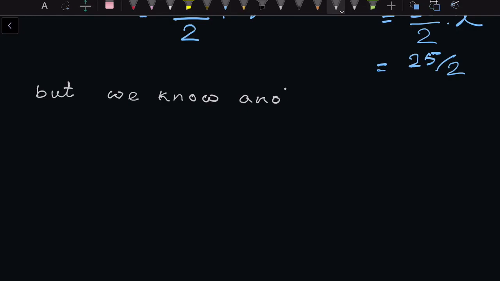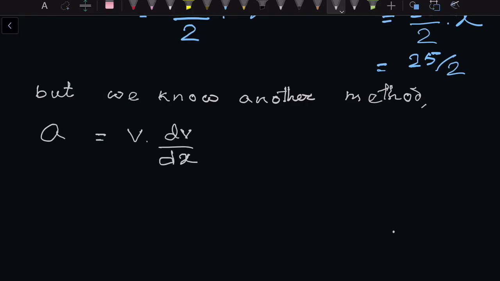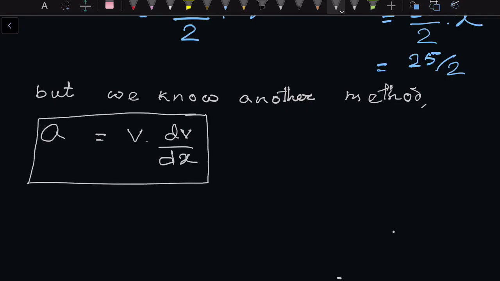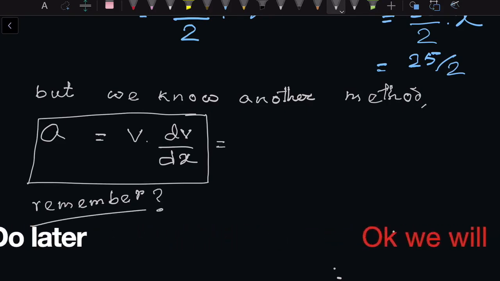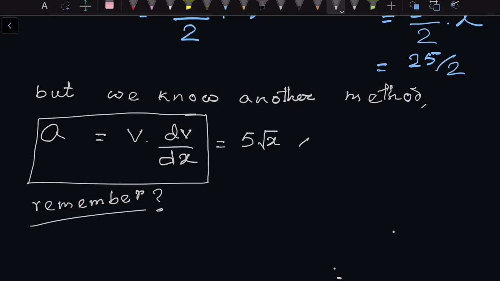But we know another formula or method of doing this. How? Acceleration equals v dv by dx. Do you remember this? We will see this later.